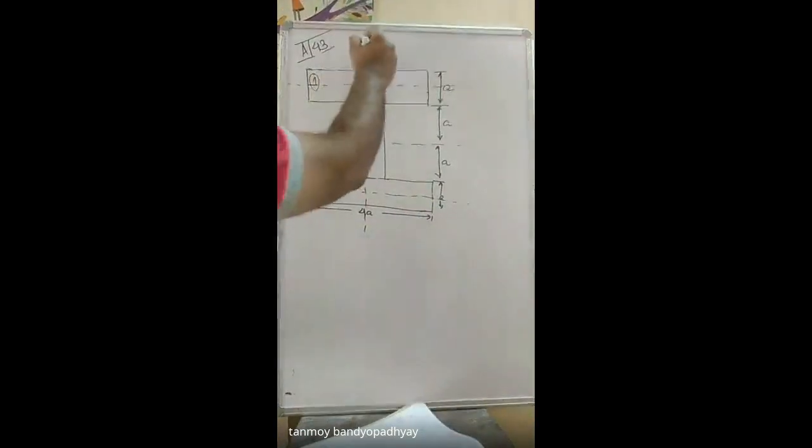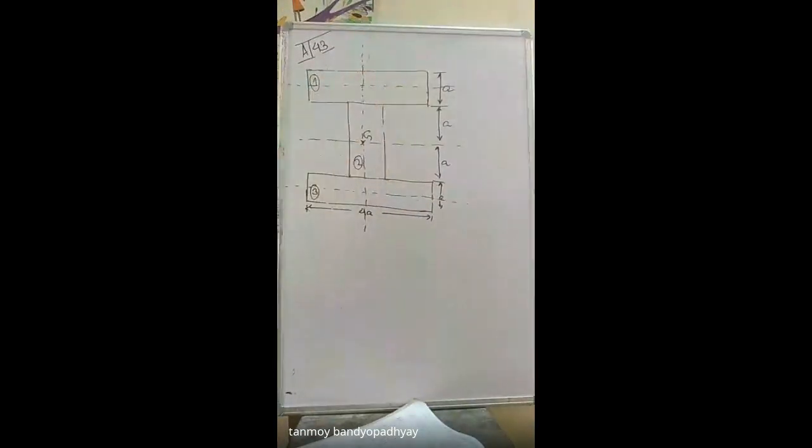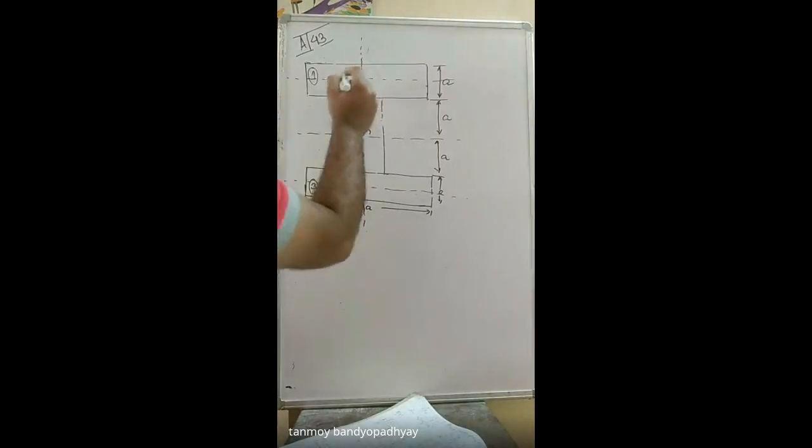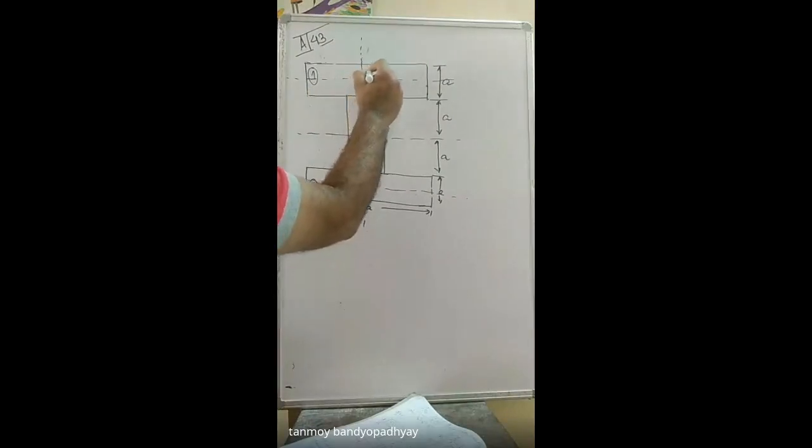We are drawing the individual center lines for each rectangle. So we are getting three rectangles, so that is why we are drawing individual center axis for each rectangle. So for the first rectangle, rectangle 1, the centroid will be lying here. So I am calling G1 as the centroid of the element 1.